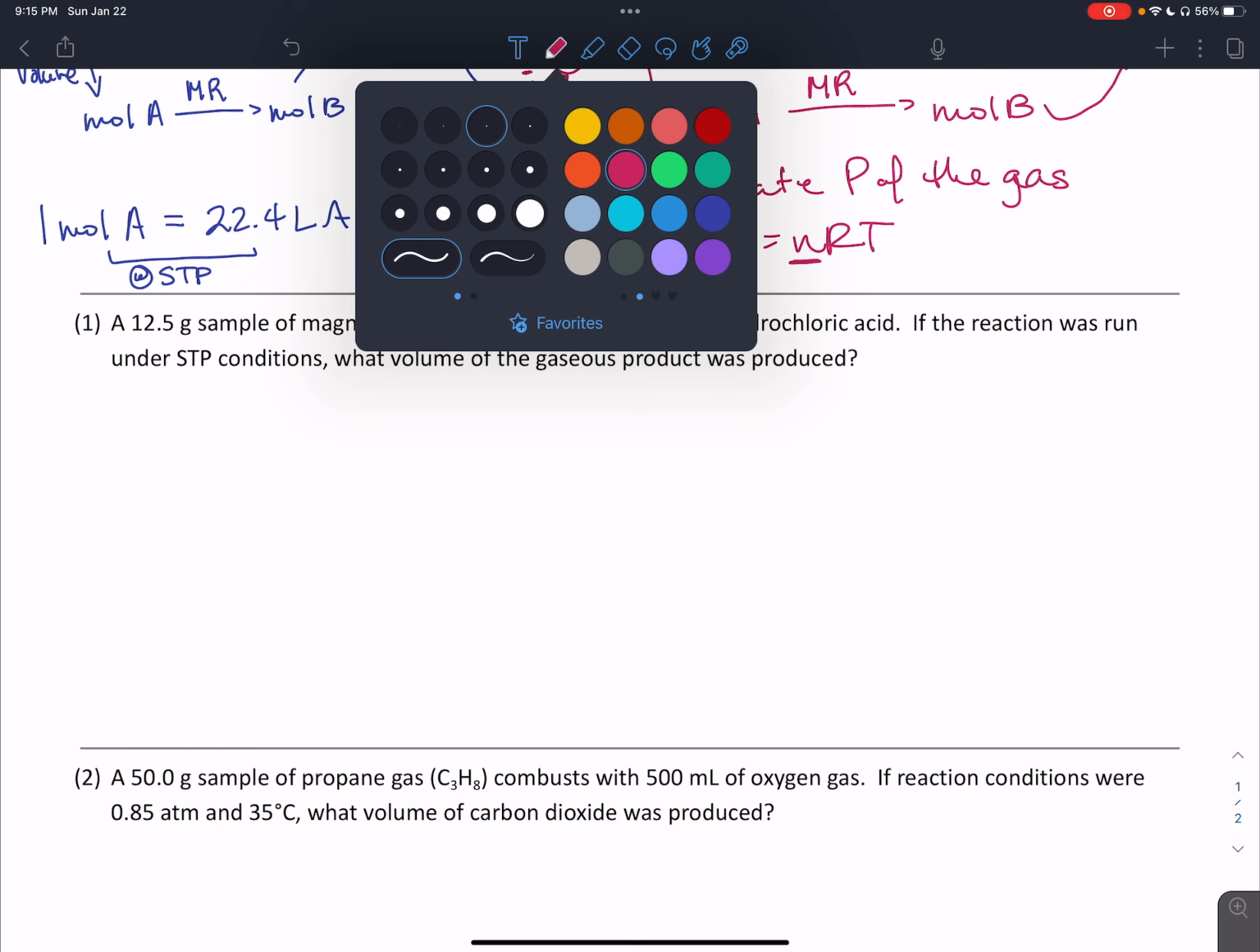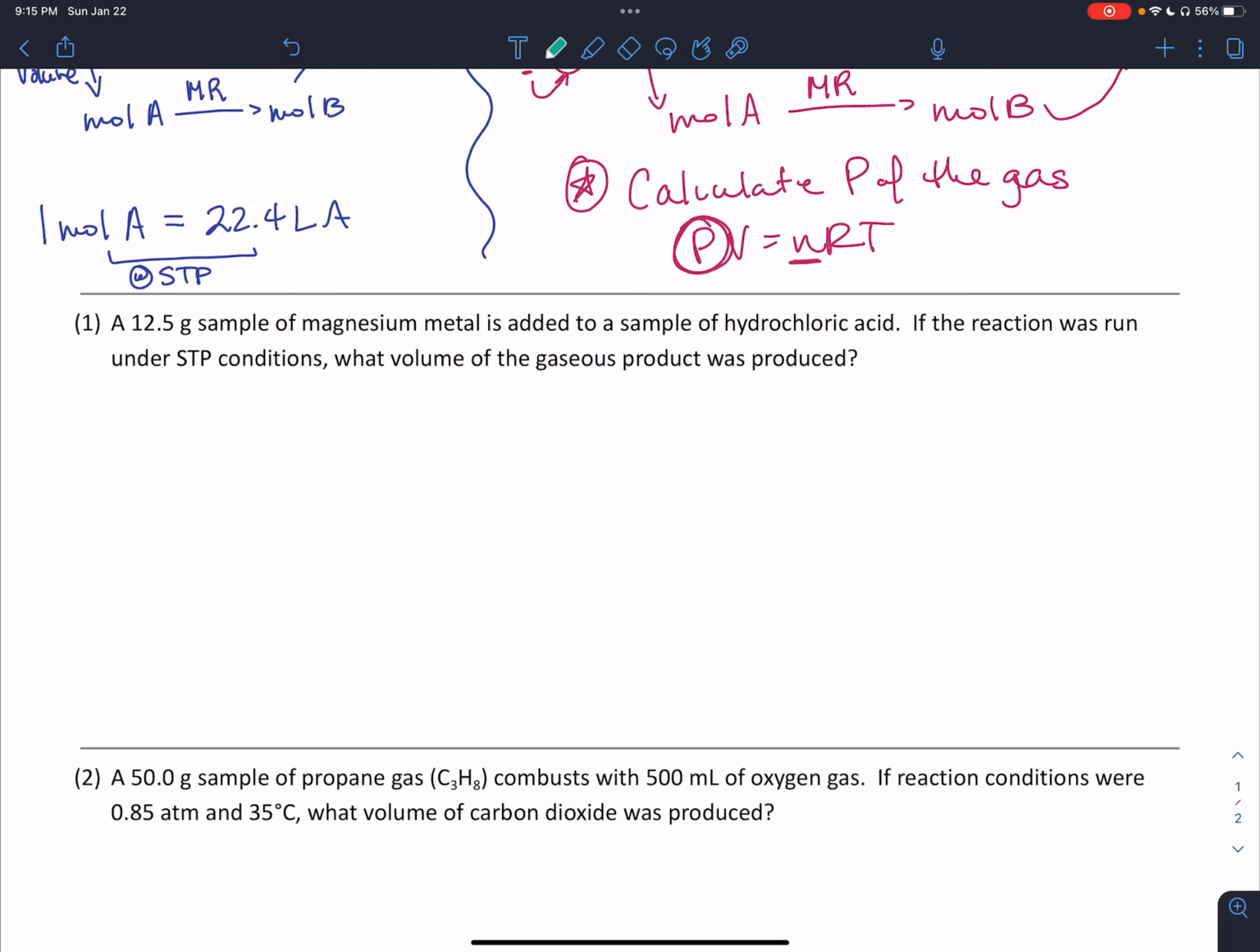So we're going to try this problem. We have a 12.5 gram sample of magnesium metal, and it's added to a sample of hydrochloric acid. If the reaction was run under STP conditions, what volume of the gaseous product was produced? As with any stoichiometry problem, we need a reaction, and then we need to make sure it is balanced. So we're going to start with what we've been given.